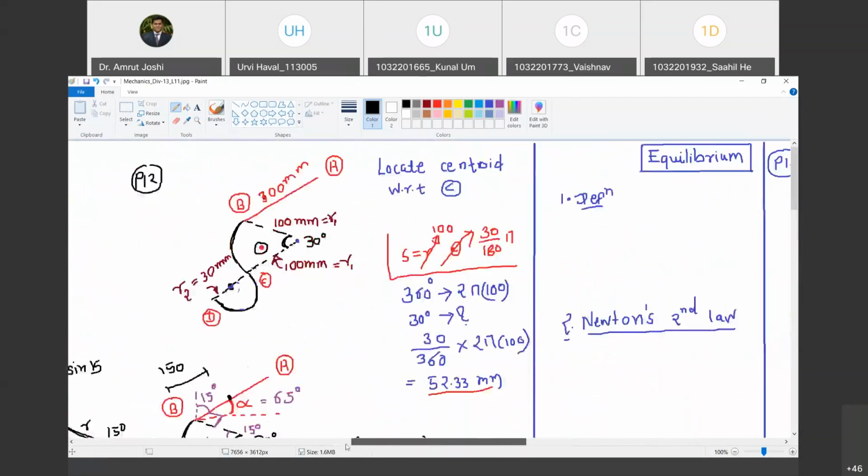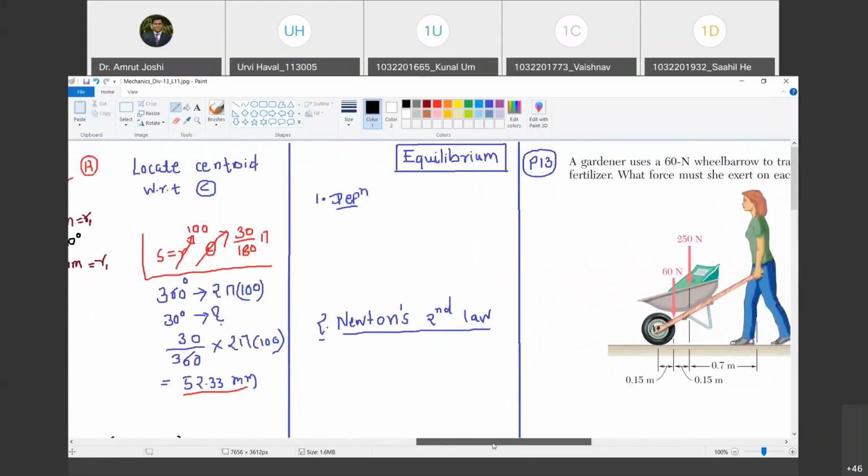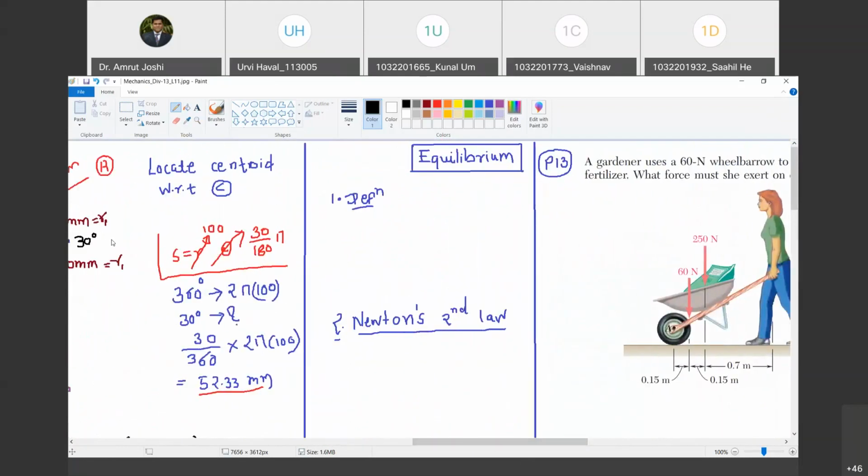With this example, I am now going to close the topic of centroid. I have already shared on Google Classroom the problems that I have solved for the other divisions. Have you seen that? Yes, sir. Okay. So please practice all those problems. Report if there is any discrepancy, error, or calculation mistake. अगर कुछ मिले तो बता देना. Are you with me? Okay.